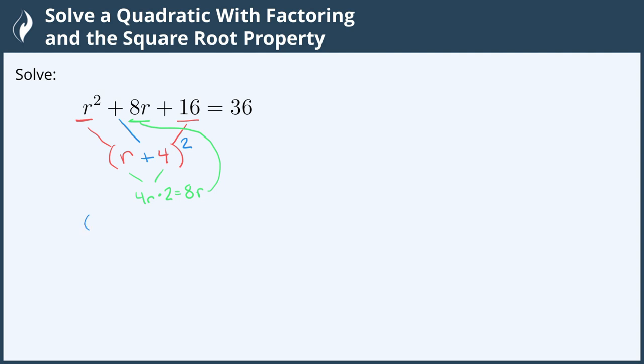If you would like to double check that, you can multiply r plus 4 times r plus 4 using the FOILing method, just to double check that you do indeed get the left side of this equation and that we did correctly factor it. Since we know that we did correctly factor it, we'll go ahead and come over here, so we get r plus 4 quantity squared equals 36.